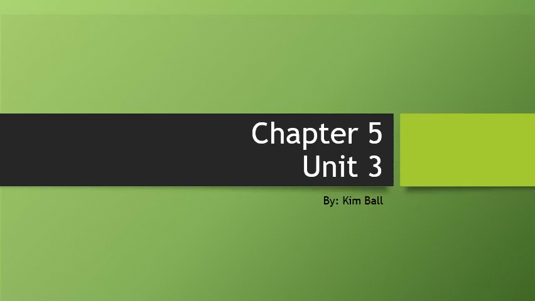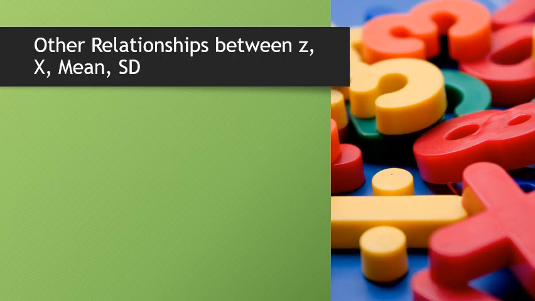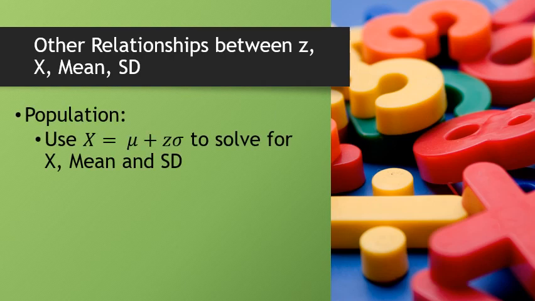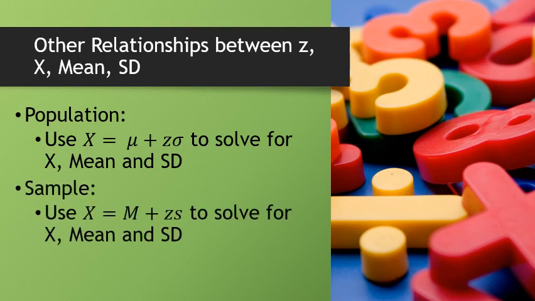Chapter 5, Unit 3. We're going to talk about other relationships between a z-score, an x, which is a raw score, a mean, and a standard deviation. For a population, we're going to use the equation x equals mean plus z times standard deviation to solve for x, the mean, and standard deviation. For a sample, we're going to use the similar equation, x equals M plus zs.